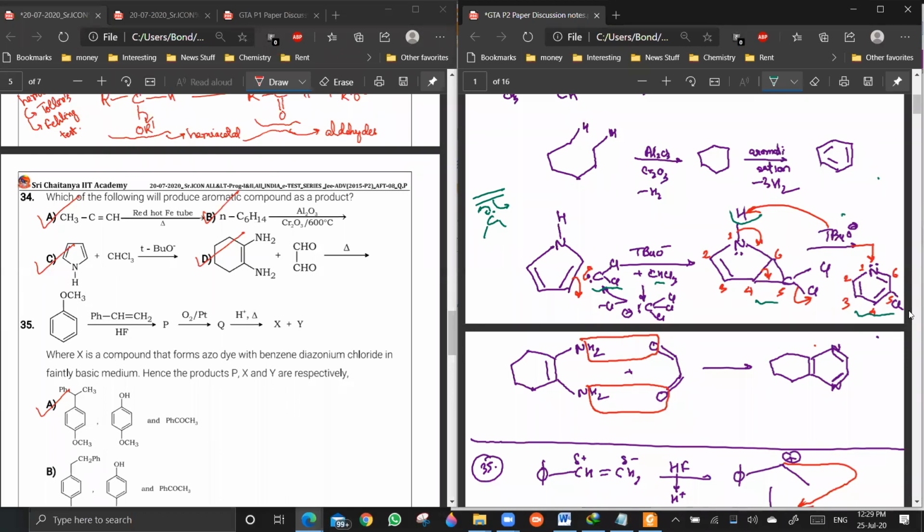Okay sir. And option D: you have an NH2 group and C double bond O, so it will lead to addition of ammonia across the carbonyl group. It will give C double bond N on heating. You'll get this type of compound, which is aromatic. Getting my point, Anushka? Yes, sir.